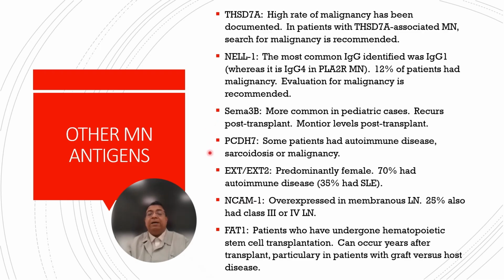PCDH7 has some association with autoimmune disease, sarcoidosis, or malignancy. EXT1/EXT2 is predominantly in female patients, and 70% had autoimmune disease, 35% had lupus. NCAM1 is overexpressed in membranous lupus. 25% had class 3 or 4 lupus nephritis as well.